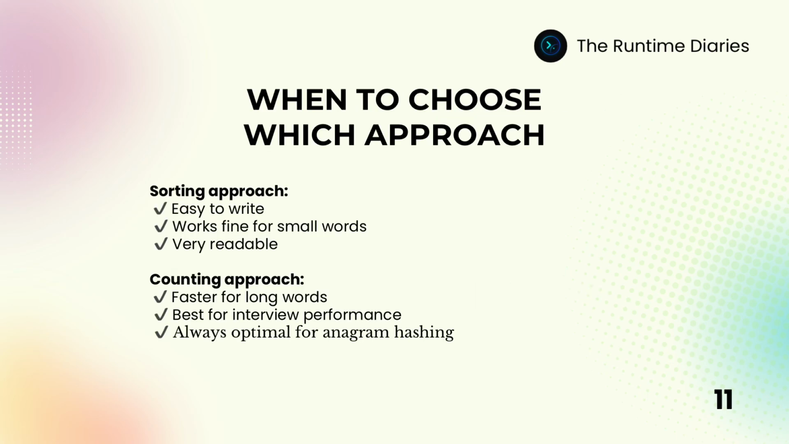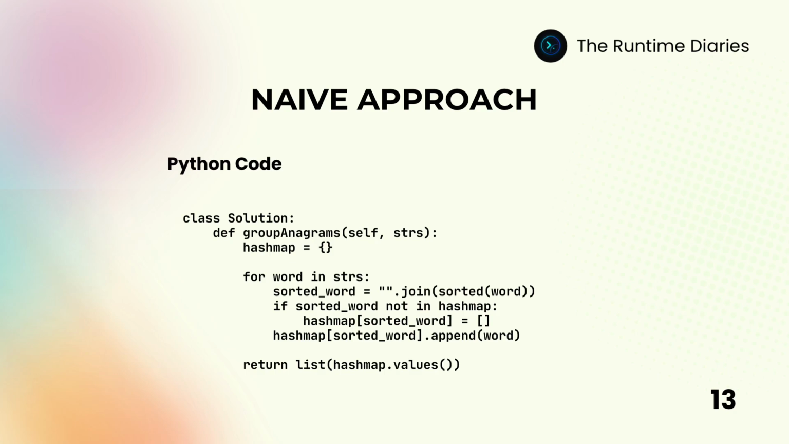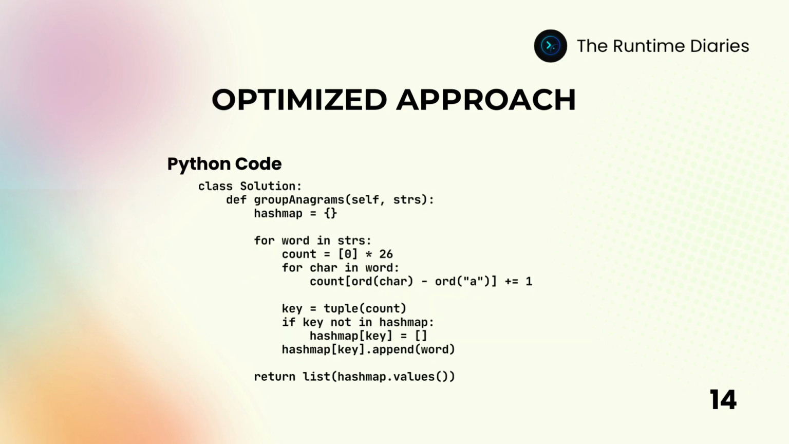So which approach should you choose? If you're in an interview and you want the fastest approach, definitely use the frequency counter. If you want the simplest, shortest code, the sorting version is easier to write and easier to read. Both work. One is simpler, one is faster. Here's the naive sorting version. It's clean, very readable, but slightly slower. And here is the optimized version using a frequency tuple. This is the version I would personally use in interviews when performance matters.